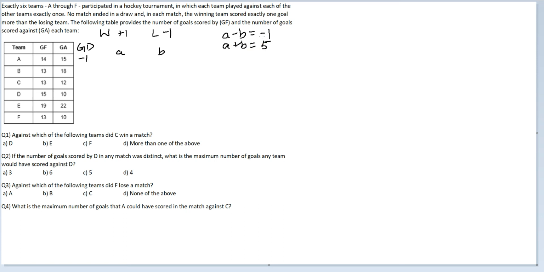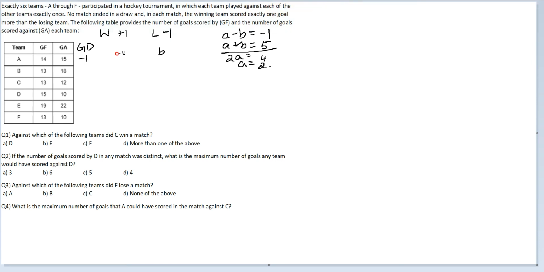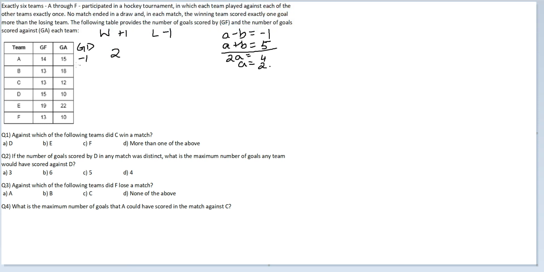A minus B is equal to -1 and A plus B is equal to 5 because everybody has played 5 matches only. Therefore, can you come to the conclusion 2A is equal to 4, or A is equal to 2? So for team A, the number of wins would be 2 and the number of losses would be 3.